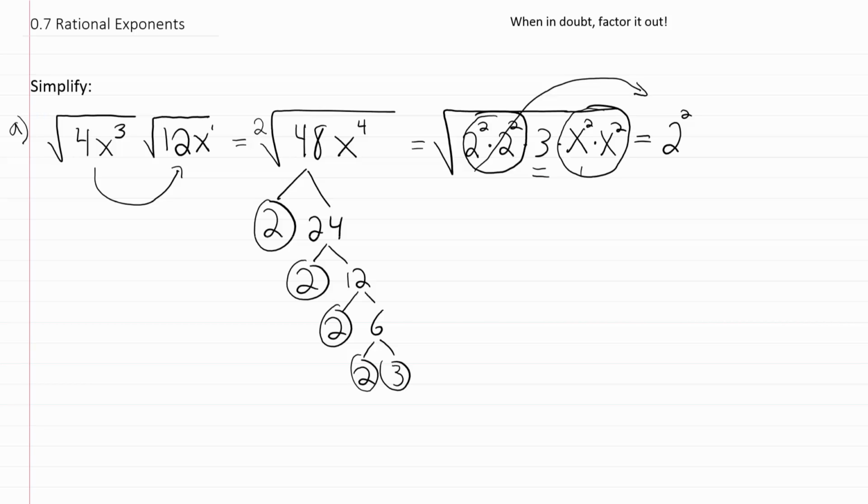But the x squareds, they can come out. I can take out 1 x squared for the 2 of those that are in there. Then I have the square root of 3 left over. So my final answer for this is going to be 2 squared, which is 4, times x squared times the square root of 3.